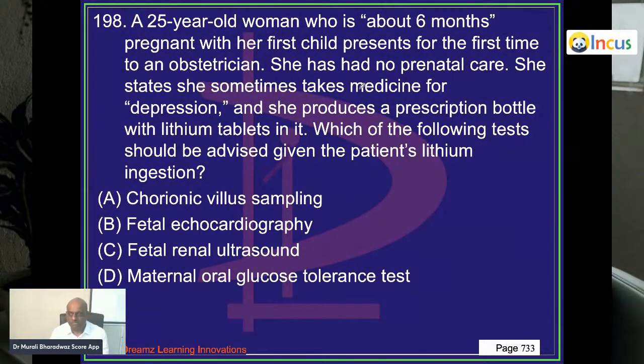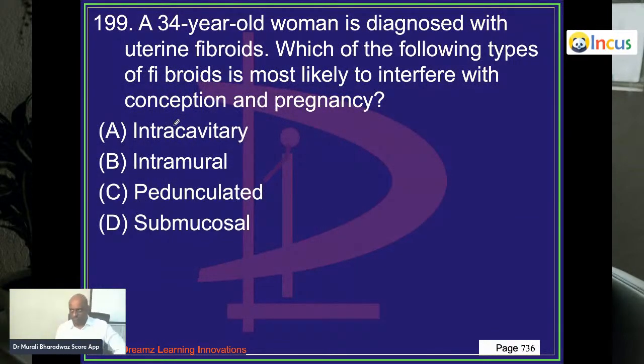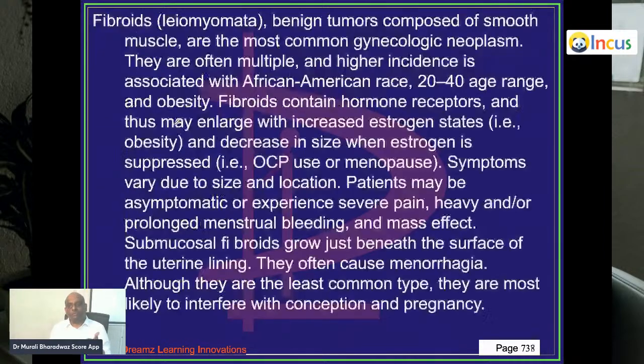A 25-year-old, about 6 months pregnant with her first child, presents for the first time to an obstetrician, and she is taking a medicine for depression, found to be lithium. Now she became pregnant while taking lithium. What will lithium lead to? Ebstein's anomaly. That's the reason you need to do fetal echocardiography. A 34-year-old with uterine fibroids. Which type of fibroid will interfere with conception, doctor? Submucosal fibroid.